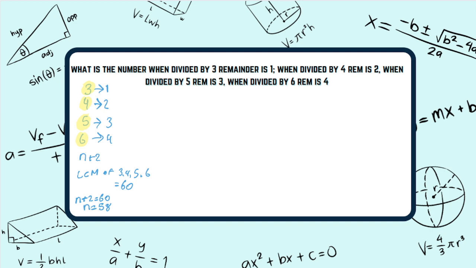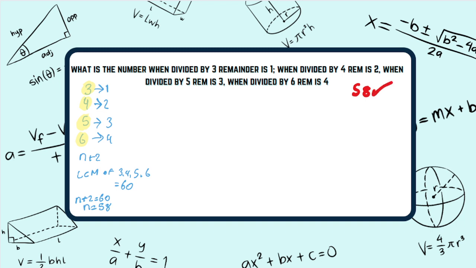And just to check this, 58. Okay? So when divided by 3, the closest multiple of 3 is 57, so the remainder would be 1. The closest multiple of 4 is 56, so the remainder would be 2. The closest multiple of 5 is 55, so the remainder would be 3. And the closest multiple of 6 is 54, so the remainder would be 4. So 58 is correct. Okay?